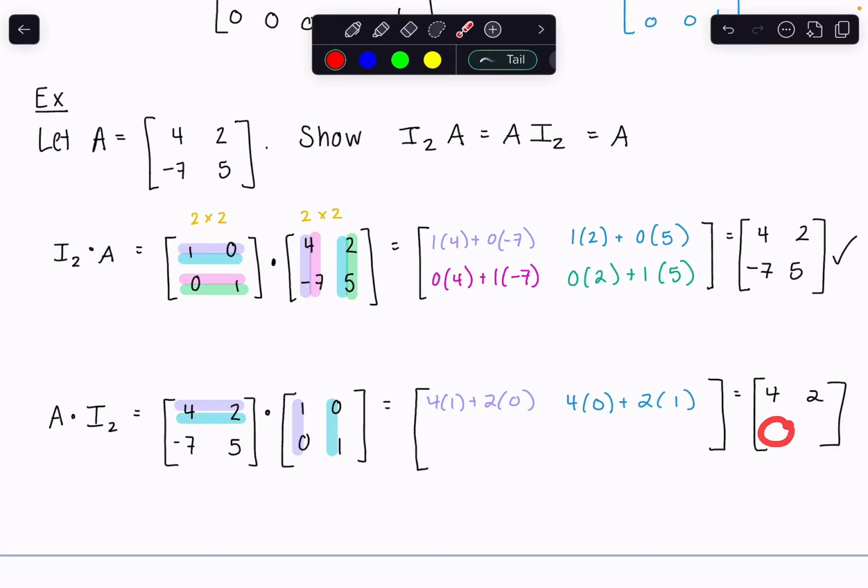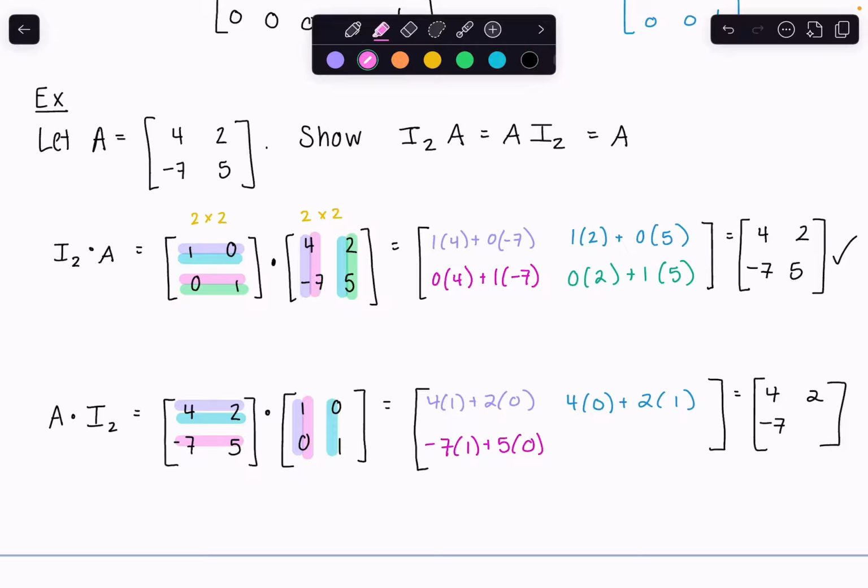This is second row, first column. So we go ahead and we use the second row and the first column. So that's -7 times 1 and 5 times 0, resulting in -7.